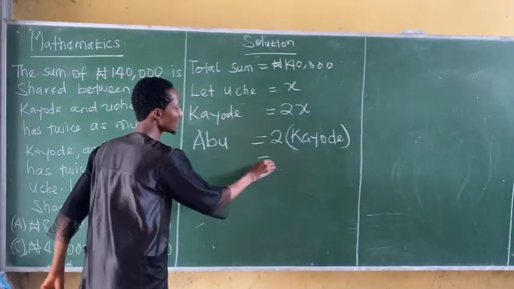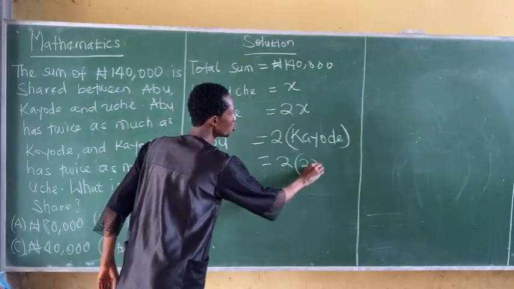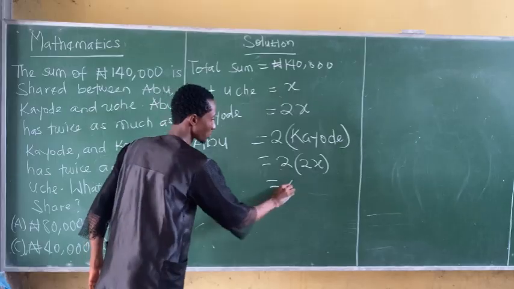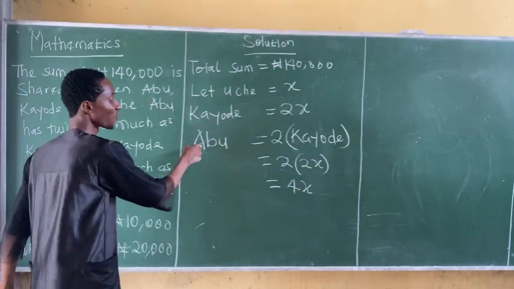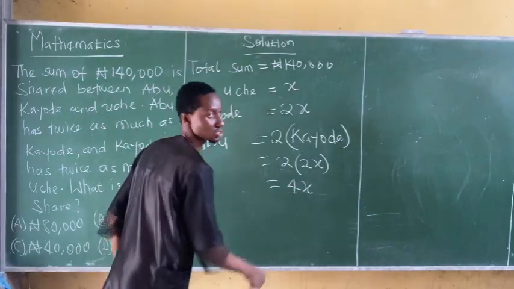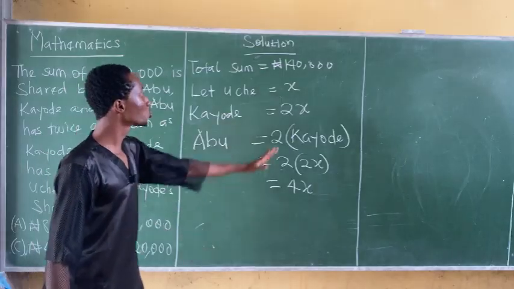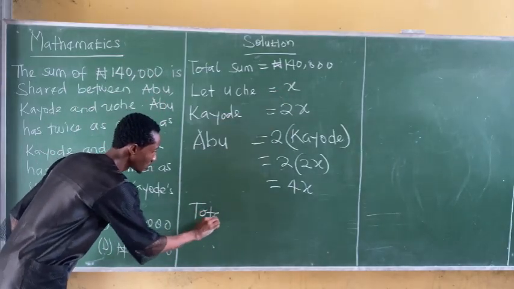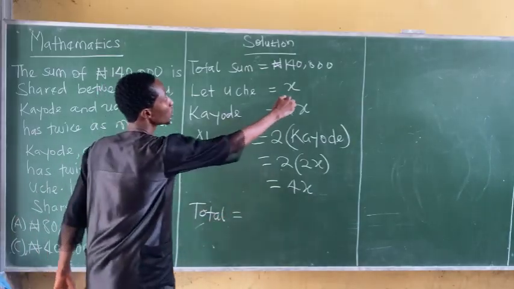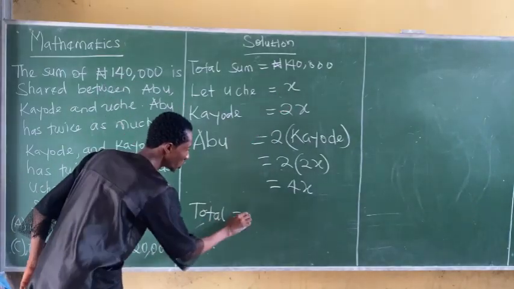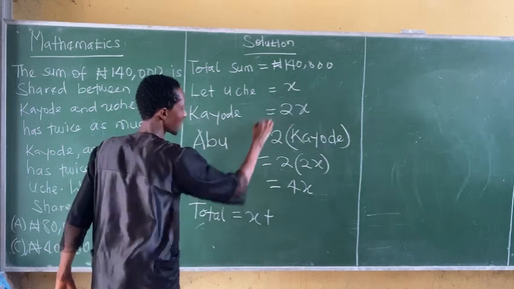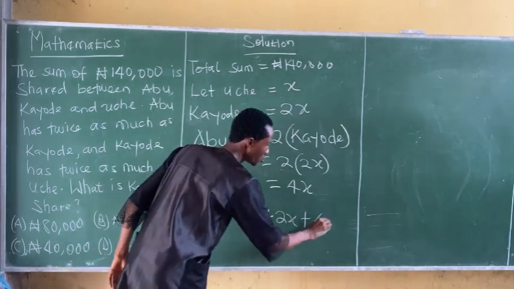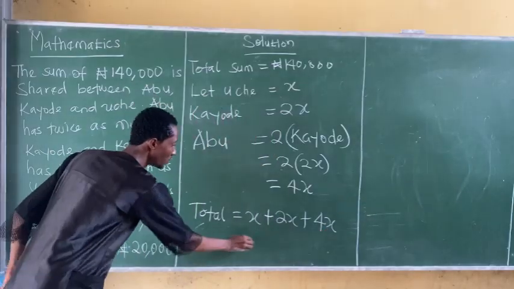2x. So this is the same thing as 2 into 2x. Since Kayode is 2x, 2 times 2x will give us what? 4x. Therefore, Abu is what? 4x. The next step is to take the total number of shares. Total shares is equal to x, that is for Uche, plus 2x for Kayode, plus 4x for Abu, which will give us what?